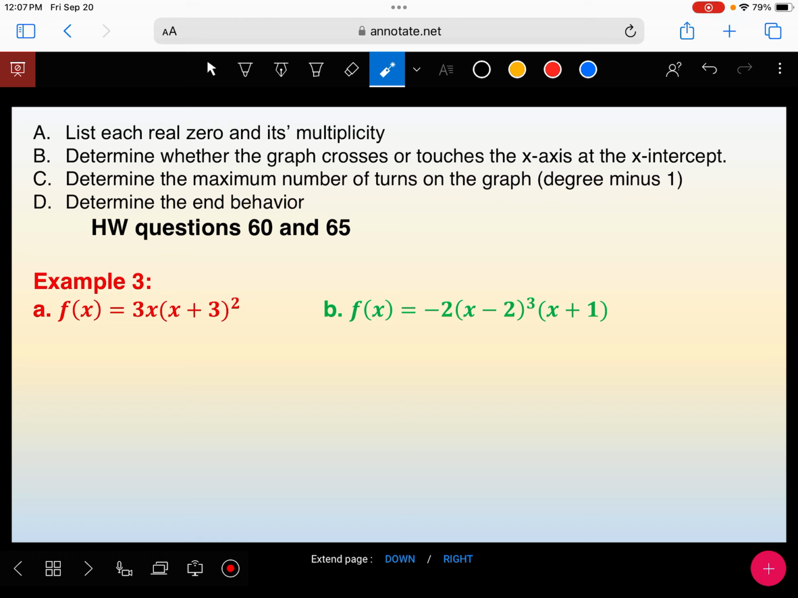So we have to list the zeros and the multiplicity. We have to determine if the graph is going to touch or cross, and I'll explain what that means. We have to figure out the maximum number of turns on the graph, and we also have to write the end behavior. So I'll give you a minute to copy that down and then we'll work through it together.